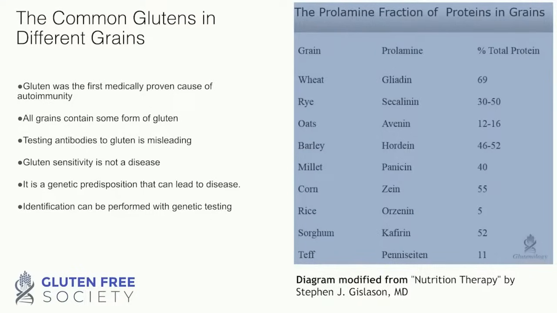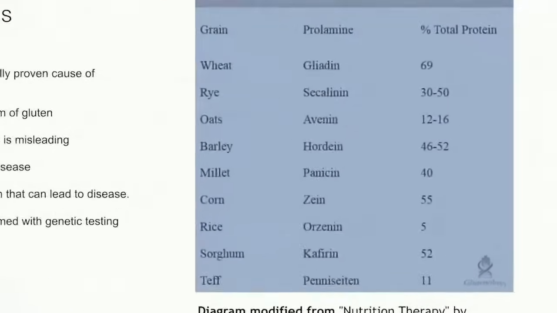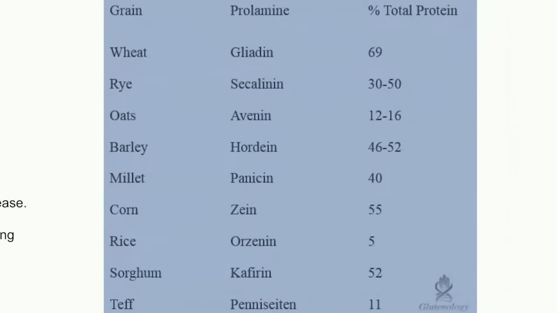You can see on this diagram we've got wheat. One of the common glutens found in wheat is called alpha-gliadin or gliadin. Okay, and gliadin represents about 69% of the total protein concentration of wheat. And then we have rye. Rye has a different kind of gluten called secalin, and 30 to 50% of the protein concentration in rye is this type of gluten. And we have oats.